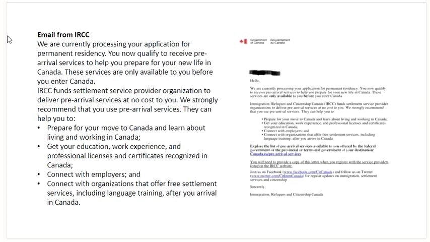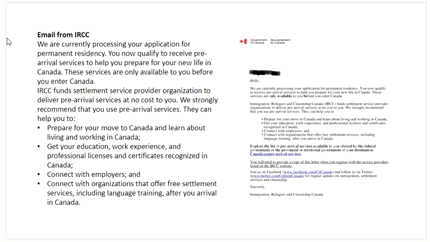The only thing is that you just have to follow the instructions. Your education has already been accredited, meaning you have already got it done. So make sure that you have it all in one list, and then you have to connect with your employers, and connect with organizations that offer free settlement services, including language training after your arrival in Canada. So this is for those who are already here in Canada too. Just to let you know, there are a lot of people who are receiving this letter, so make sure that you have a clear understanding of that.